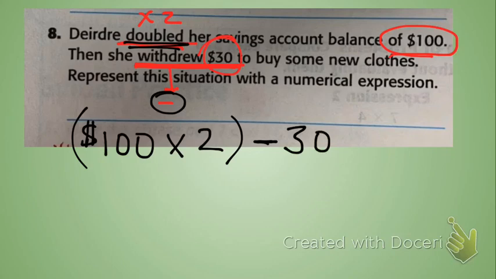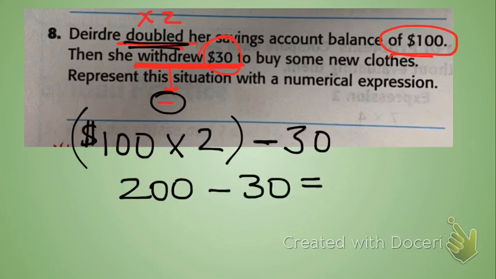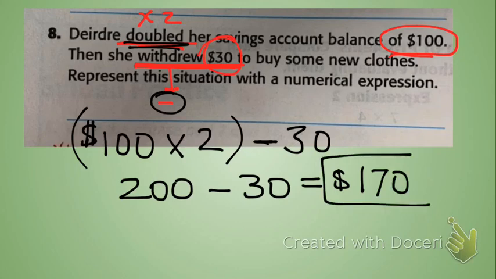How much did she take away? She took away $30 to buy some clothes. So how much does she have left now? Inside the parentheses, 100 times 2 is 200. And she bought some clothes for $30. She has left $170 after she purchased those new clothes. But she looks awesome now. So it's all worth it. All right.